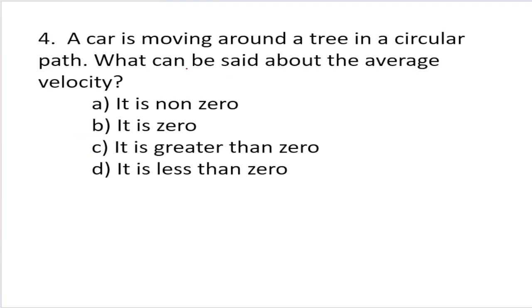Now question number four. A car is moving around a tree in a circular path. What can be said about the average velocity? In a circular path also the displacement is 0, and when displacement equals 0, the average velocity is 0. So the correct option is B.